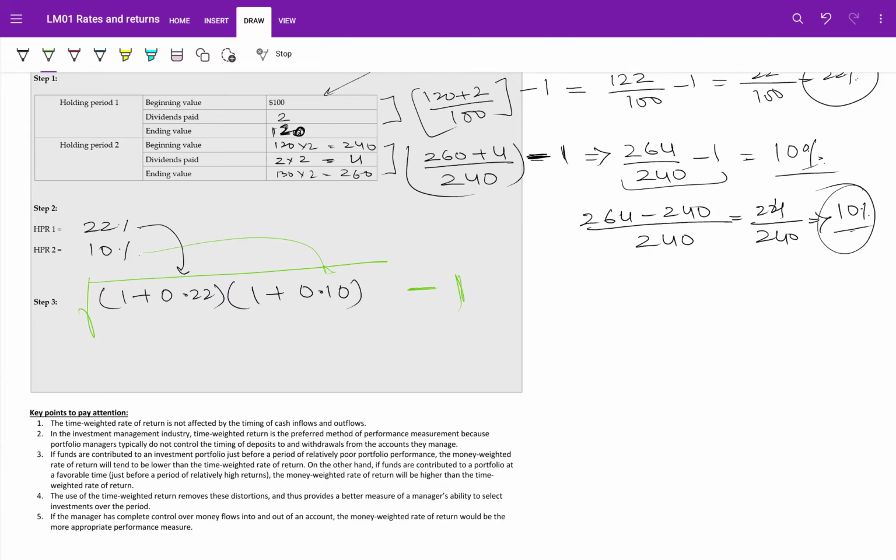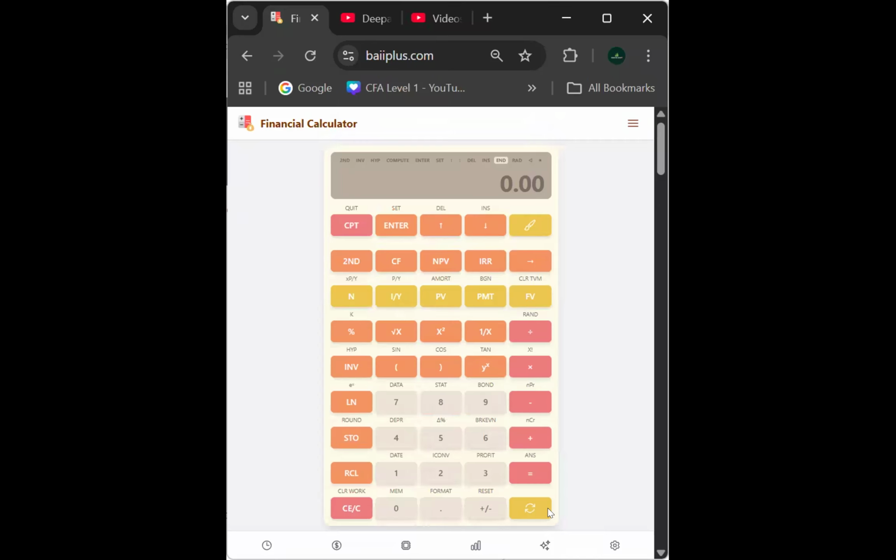Let me share my screen. Now again, we are going back to the calculator so that we understand how to use the calculator for these calculations. So 1.22, we multiply it with 1.1. This is going to give me 1.34. So 1.34 now to the power of 0.5. It's going to give me 1.16. Now I subtract 1 out of it.